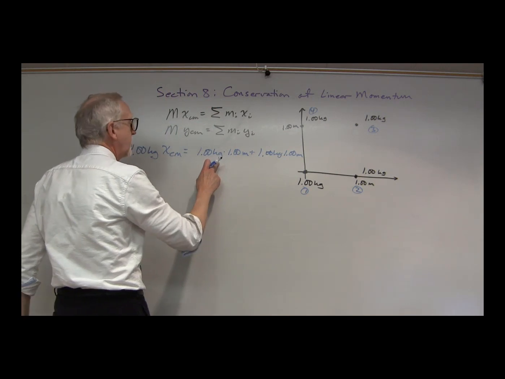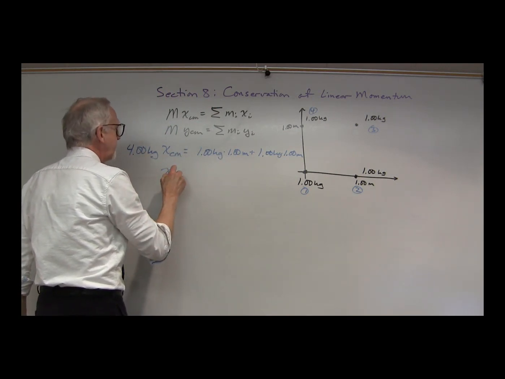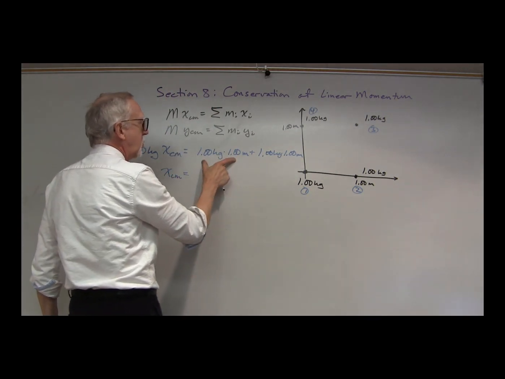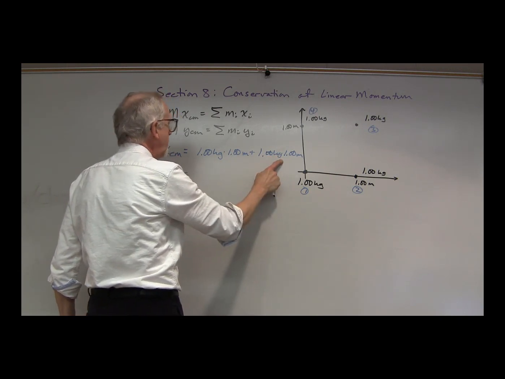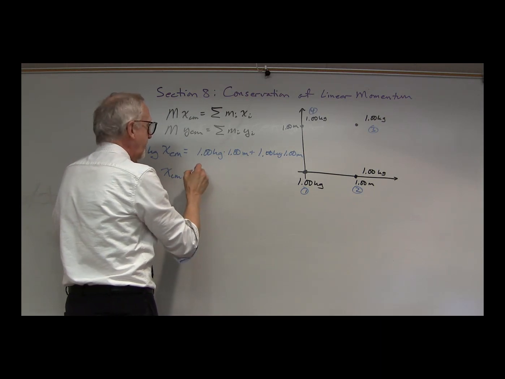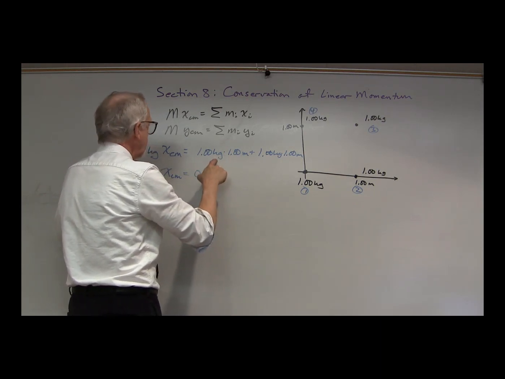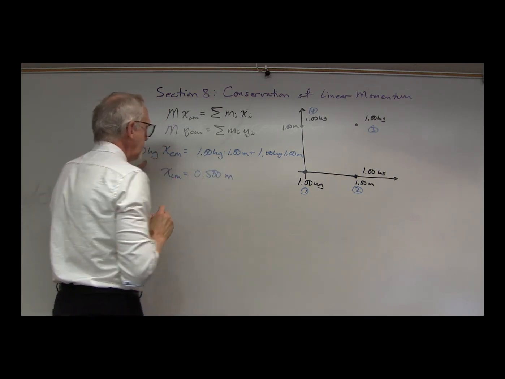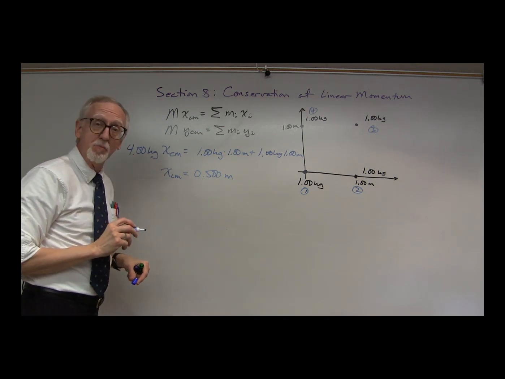So what do we have? We've got x center of mass equals 1 times 1 plus 1 times 1, that's 2. 2 divided by 4 kilograms is going to be 1/2, or 0.5. Kilogram cancels kilogram, and we get meters. So x center of mass is 0.5 meters.